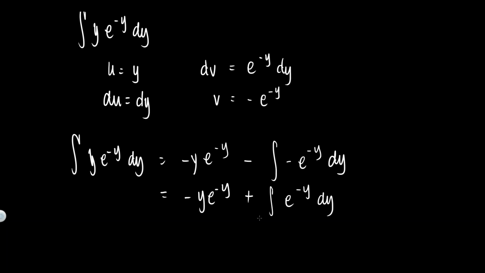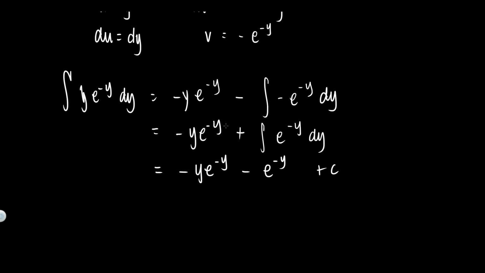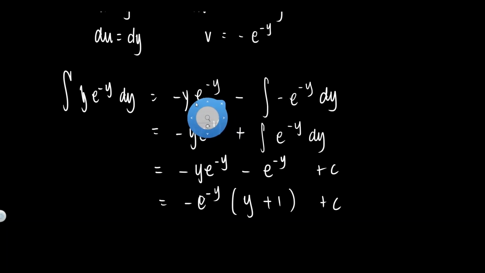Ano naman yung integral ng e raised to minus y? So, negative pa rin, no? So, equal to minus y e raised to minus y minus e raised to minus y. Okay? Plus c. Yes. So, anong nangyari dito? Labas natin yung minus e raised to minus y. So, ano natira dito sa loob? So, we have y plus 1, plus c. Okay. So, ayun pala yung integral ng y e raised to minus y dy.